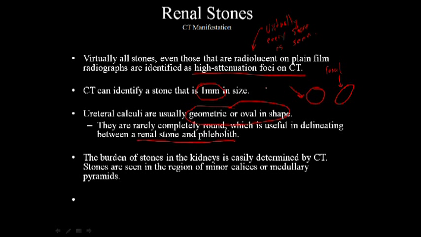The burden of stones in the kidneys is easily determined by CT. Stones are seen in the region of minor calyces or medullary pyramids most often. So usually this is where you're going to see them, typically, or you're going to see them in the UPJ or down the ureter.